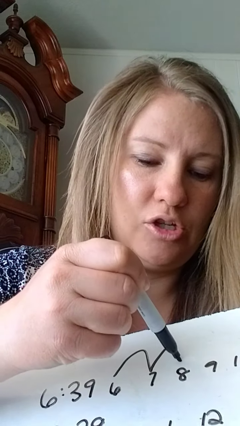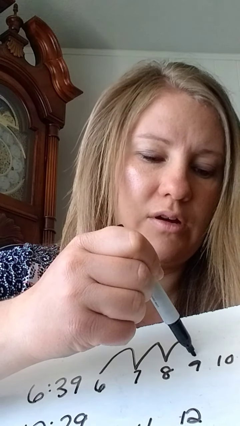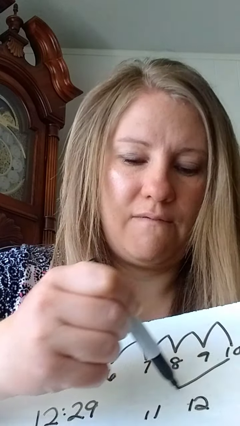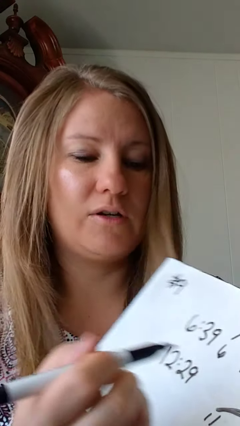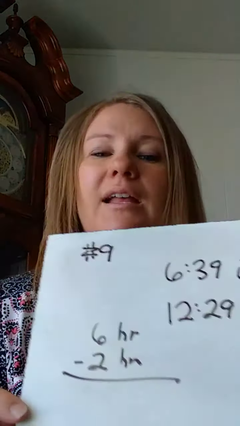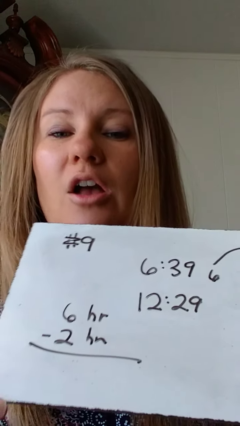So here's our hours. So we have 1 hour, 2 hours, 3 hours, 4 hours, 5 hours, 6 hours. But there's that 2-hour time difference. So let's go 6 hours minus 2 hours. So about how many hours does a flight last from Los Angeles to Chicago? So go ahead and plug in your answer.